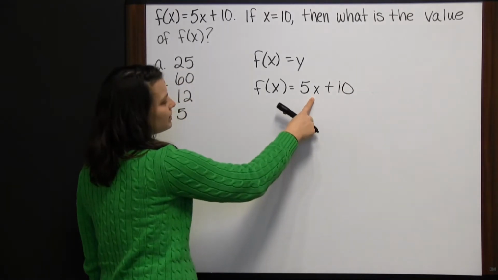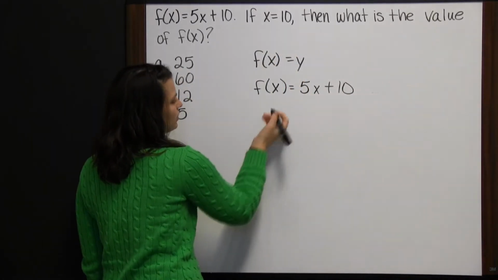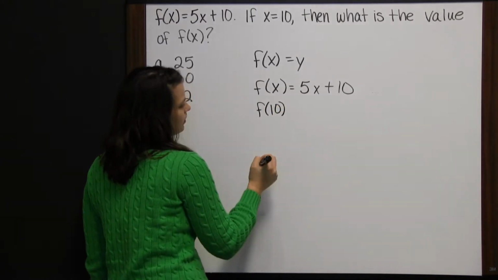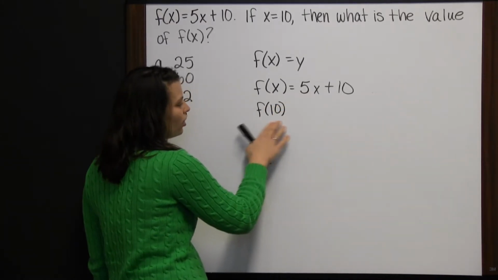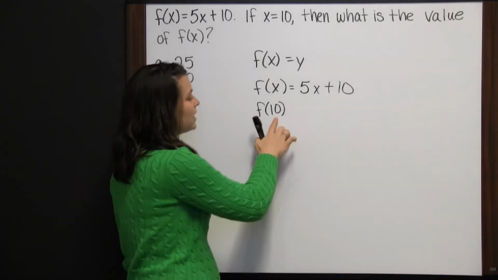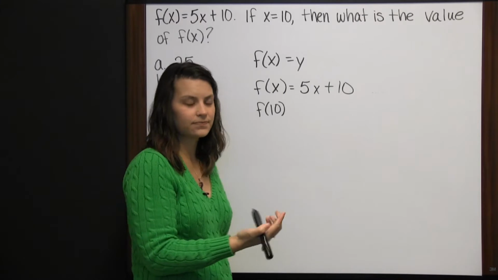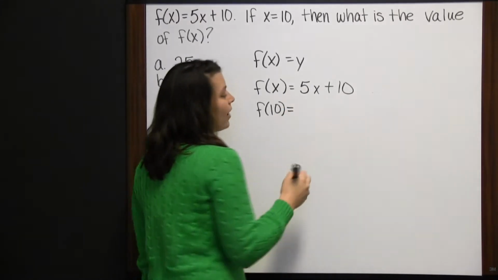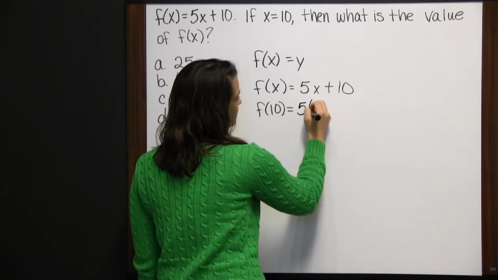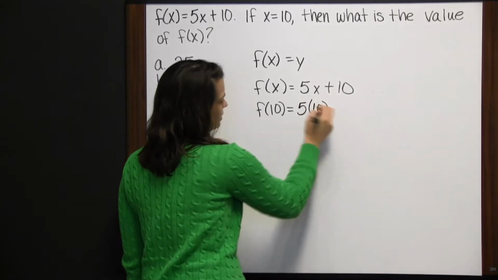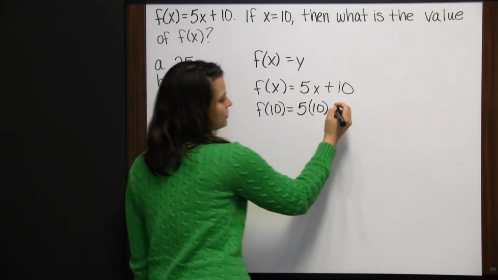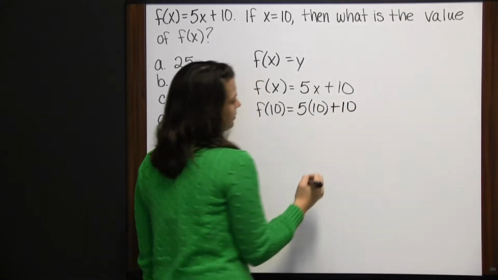and replace x with 10. So this will now read f of 10. And again, all this is a way of notating that 10 is your input. And we need to find our output or our y value. So 5 times 10, since we're replacing x with 10. We need to replace x with 10 here as well, plus 10.